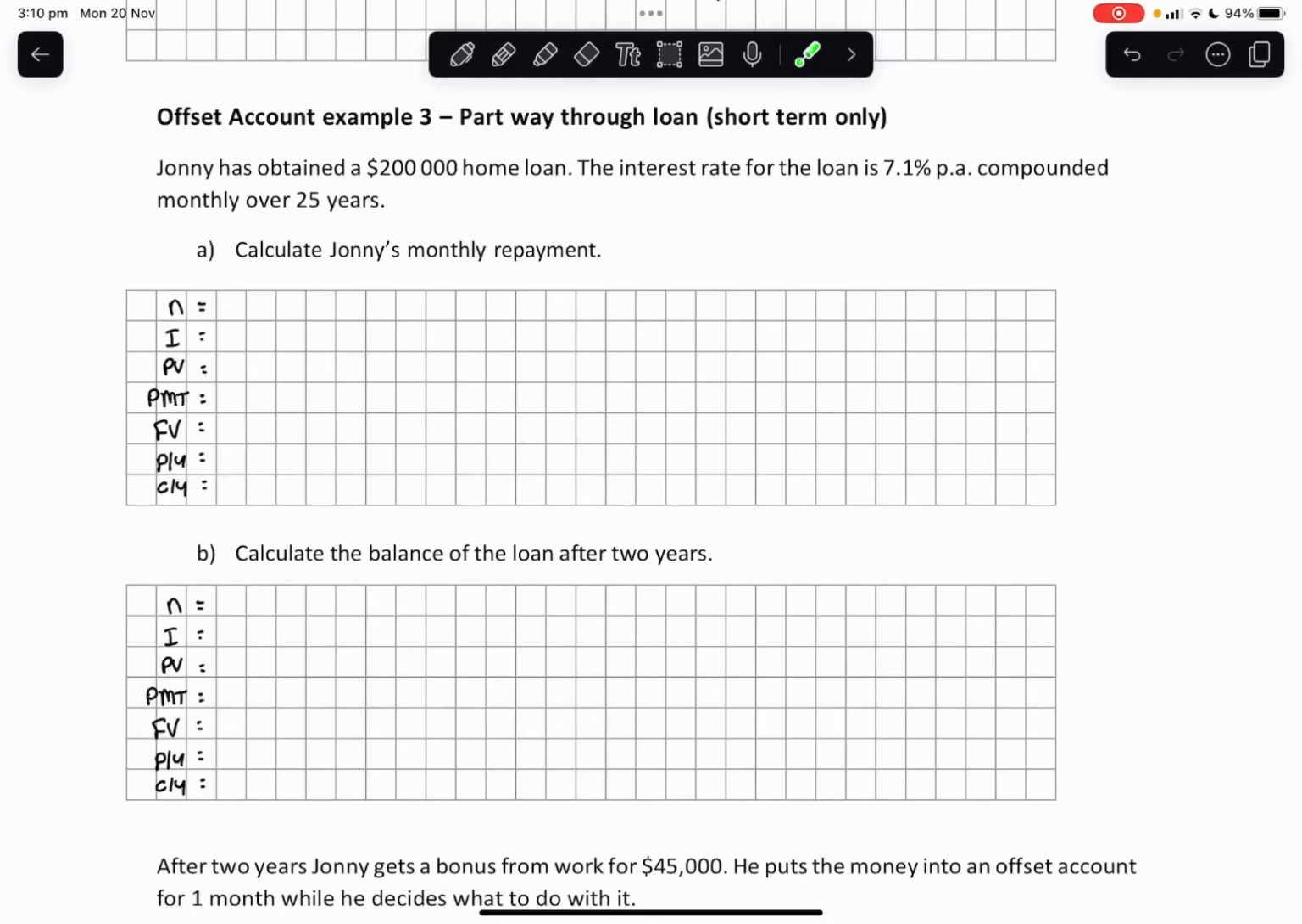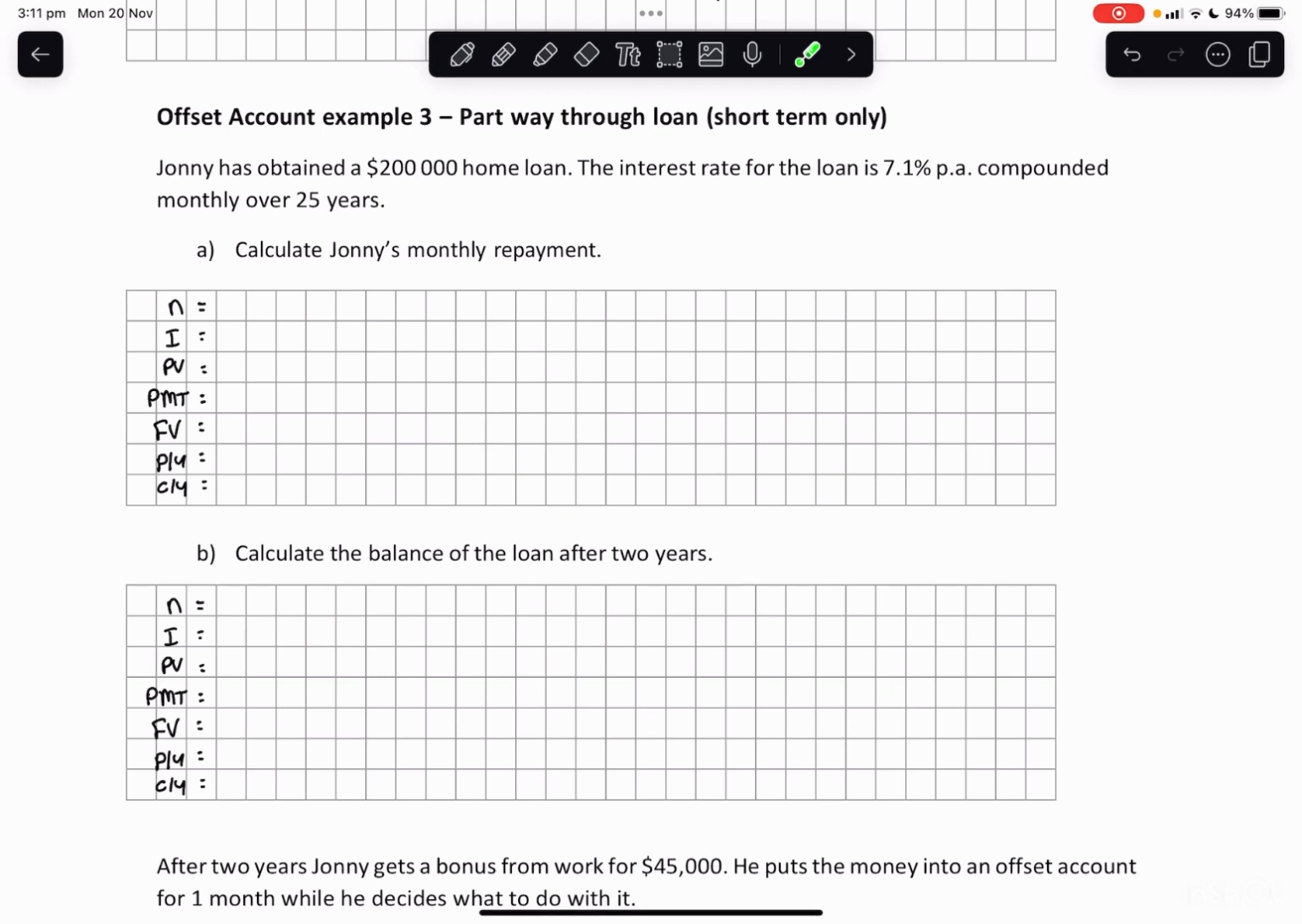G'day team, welcome back to another offset account video, and today we're going to go through our final type of example where we go partway through our loan, but our offset isn't in there for the remainder, it's only in there for a short term.